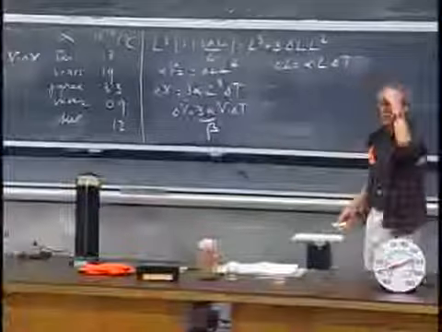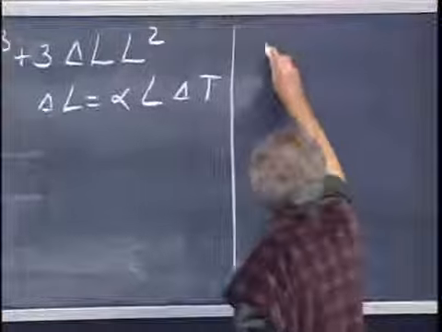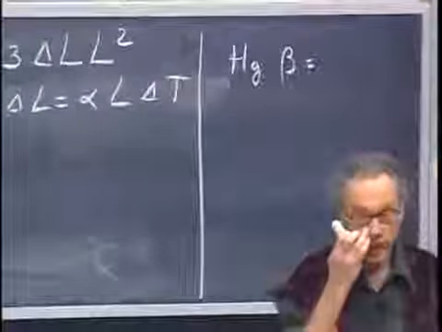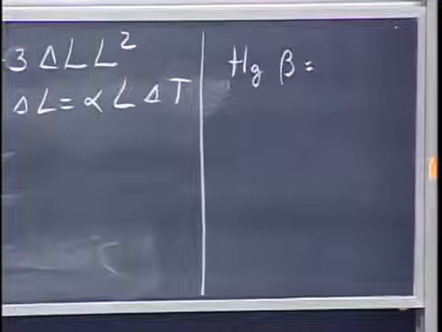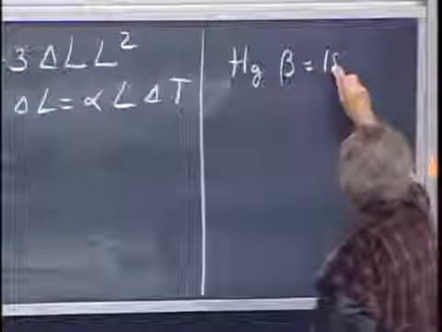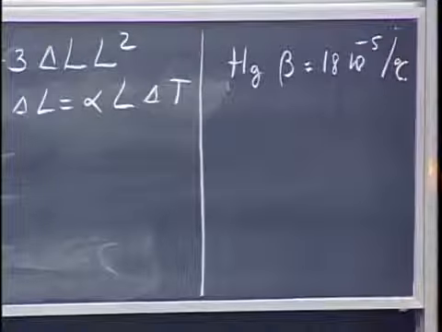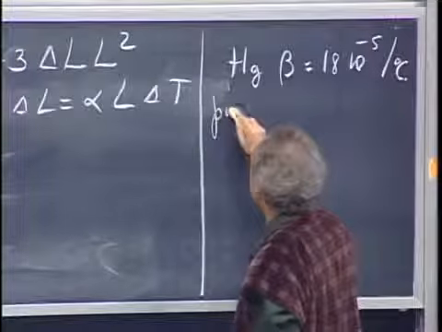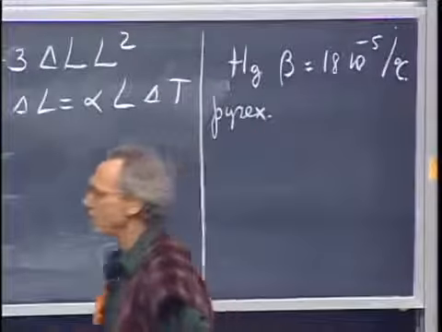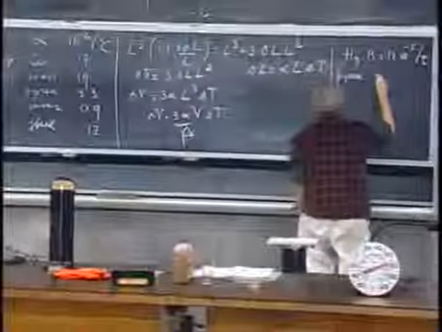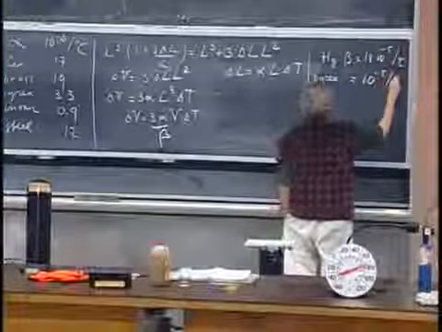Well, when you have liquids, in general, you don't find in the tables values for alpha. So when you deal with liquids, for instance, mercury, which is the one that I want to use today, then you find that the cubic expansion coefficient is 18 times 10 to the minus 5 per degree centigrade. If I compare that with Pyrex, you have to take 3 times this value, so that's very roughly 10 to the minus 5 per degree centigrade.